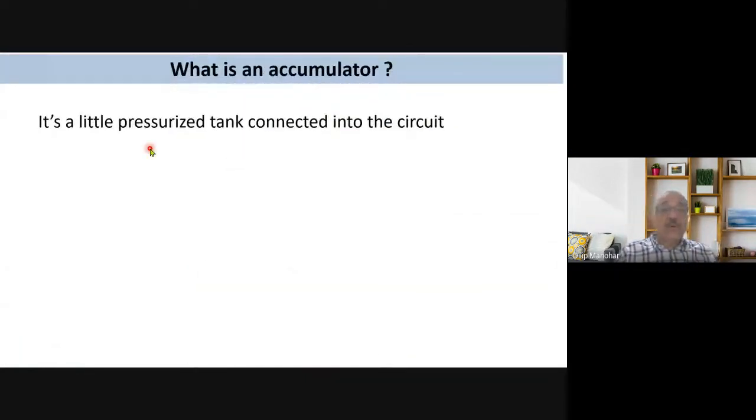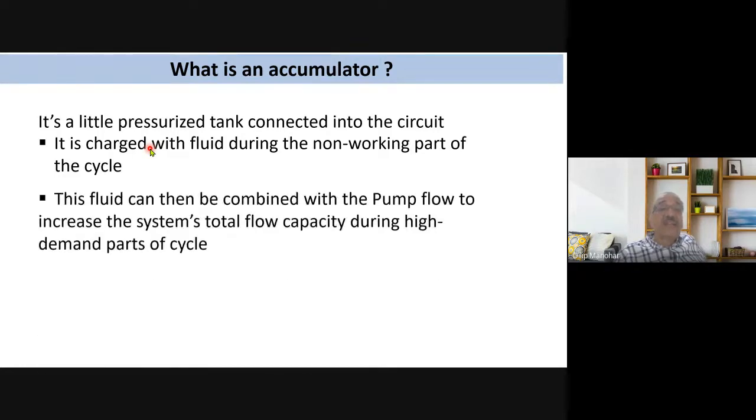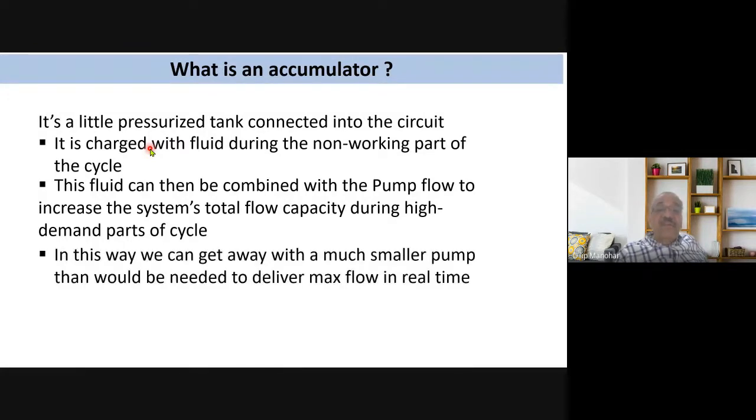It is a pressurized tank connected to the circuit which charges during the non-working part of the cycle. The fluid can be combined with the pump flow to increase the system total flow capacity during high demand parts of the cycle. In this way, we can get away with a smaller pump. So instead of using a larger pump continuously working, use a smaller pump that will be required only to deliver maximum flow in real time.